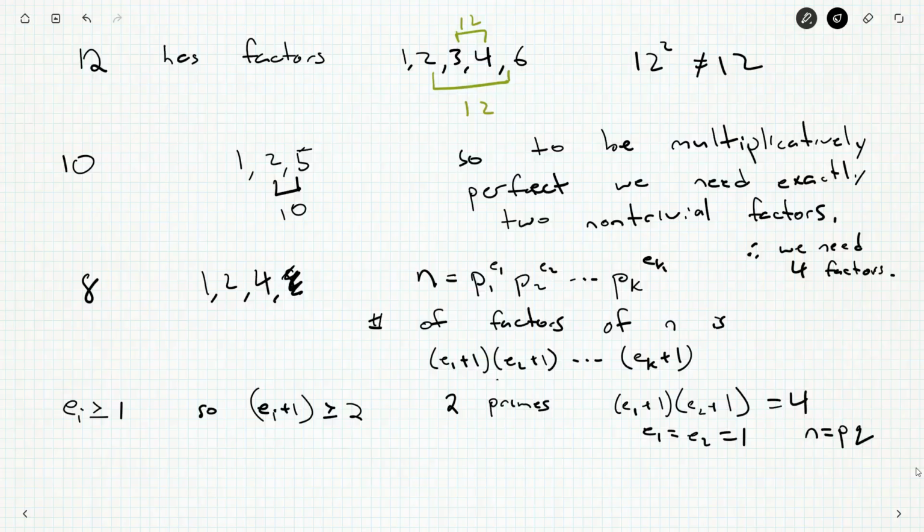Or we could just have 1 prime, and that would be sort of this 8 case. We'd have E1 plus 1 has got to be equal to 4. E1 is equal to 3, so n looks like a prime cubed. And now it remains for us to count between 2 and 30, and we'll flip to the next page.